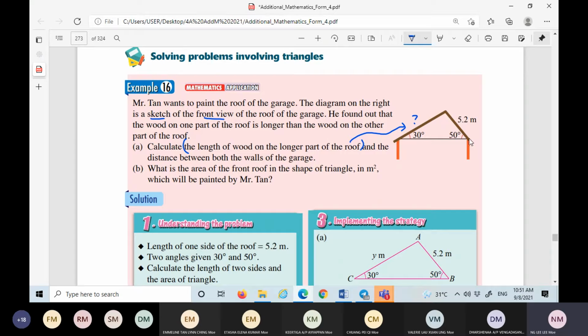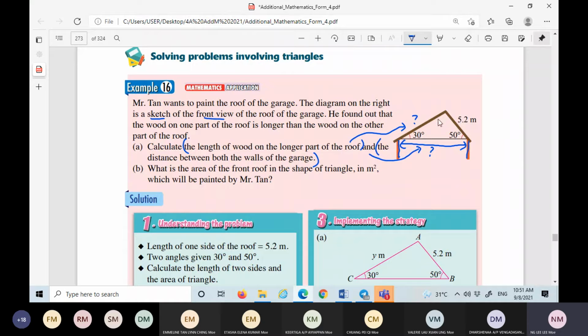This is the roof, and they want to calculate the distance between both walls of the garage. So this is a wall, this is a wall, they want the distance between the walls. So for the second part, they're asking for this. So you have to understand the diagram and then understand the sentence.